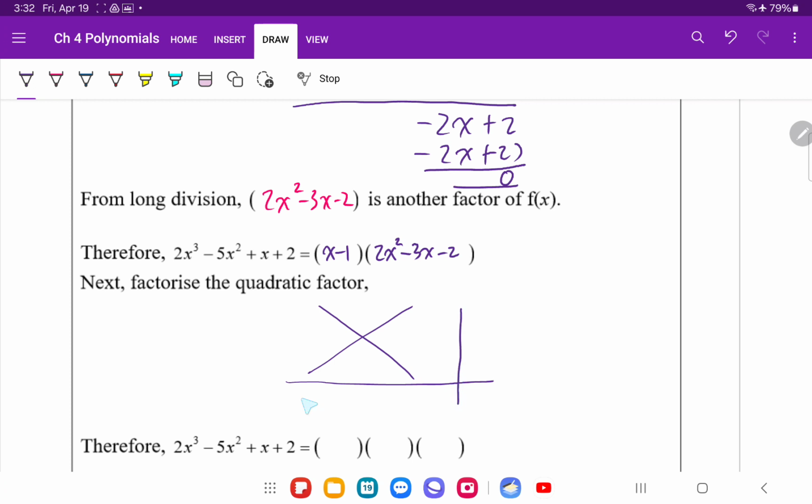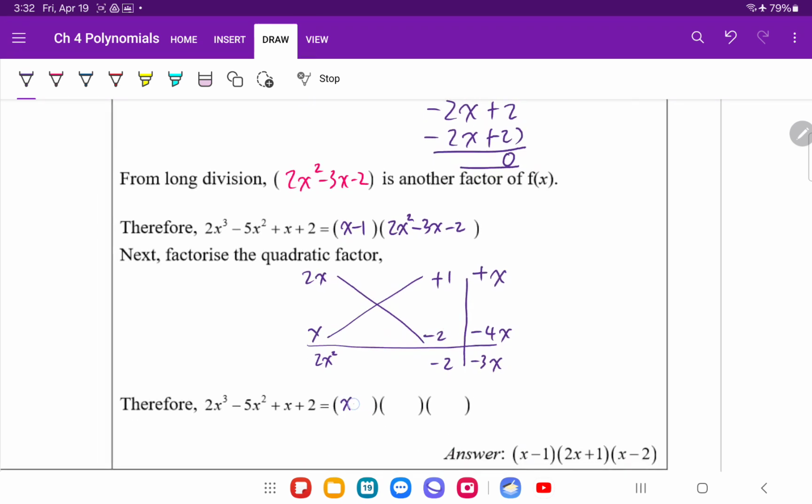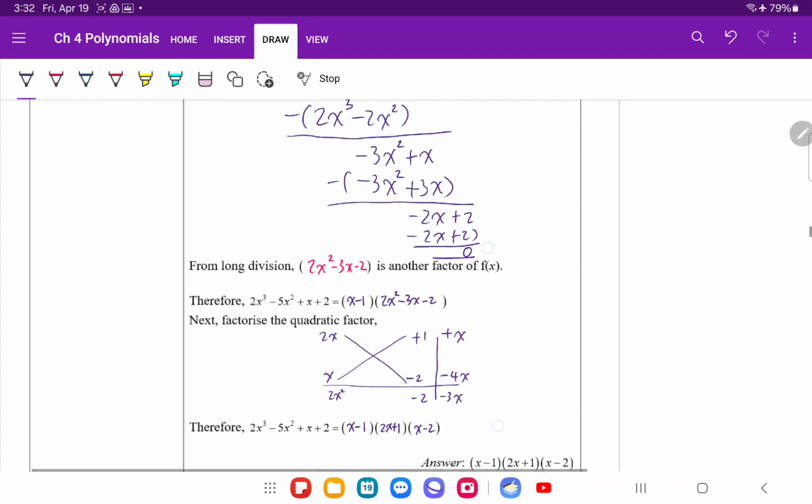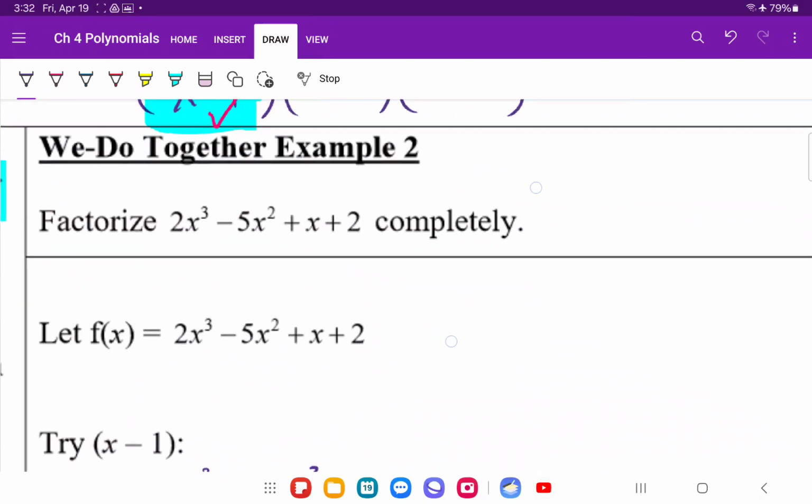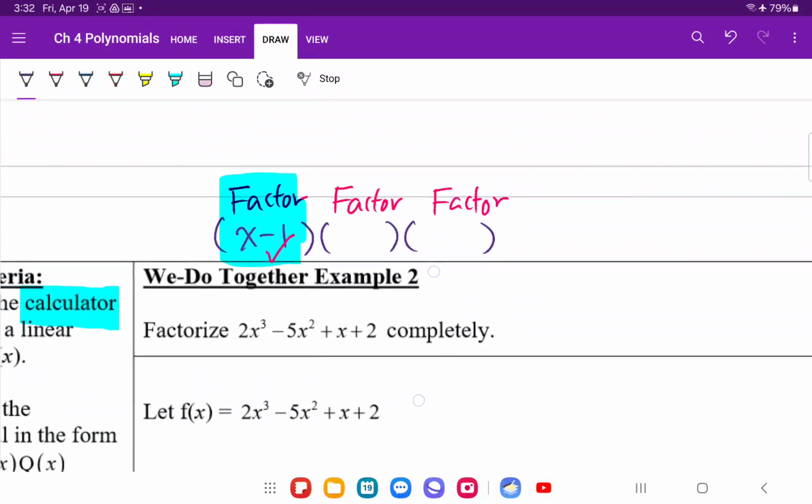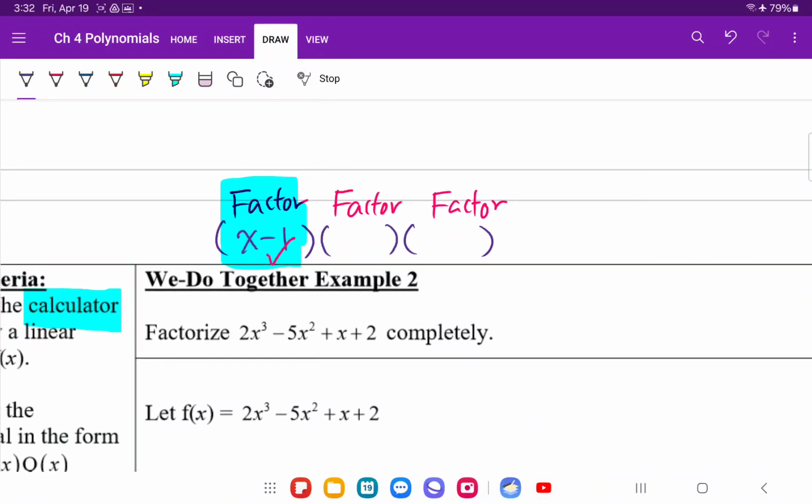Okay, so 2x squared minus 3x minus 2: 2x times x, 2 and 1, this is 4x, this is x, negative 4 plus 1. I find that we end up with two more factors, and they are 2x plus 1 and x minus 2, and that is the answer. Because of that, we have finally factorized this completely into three different brackets. Each of them is a factor.